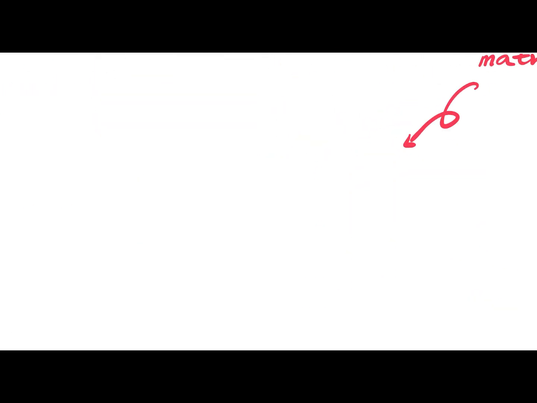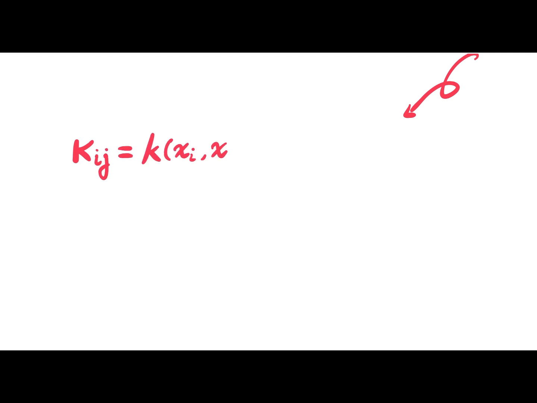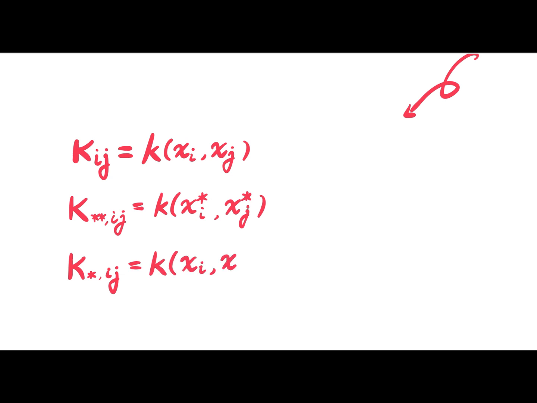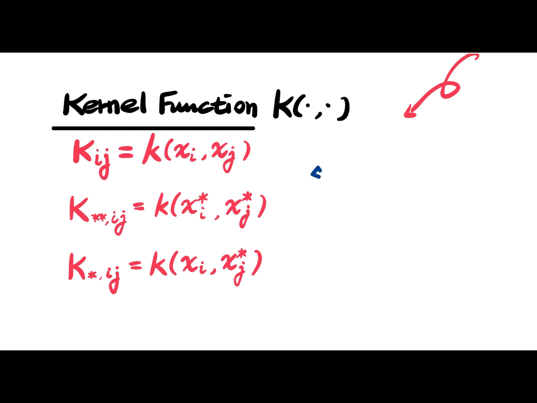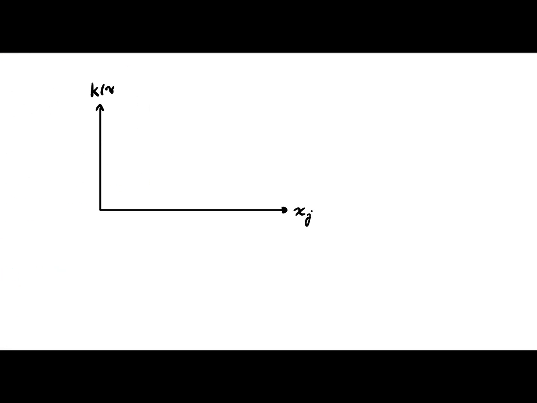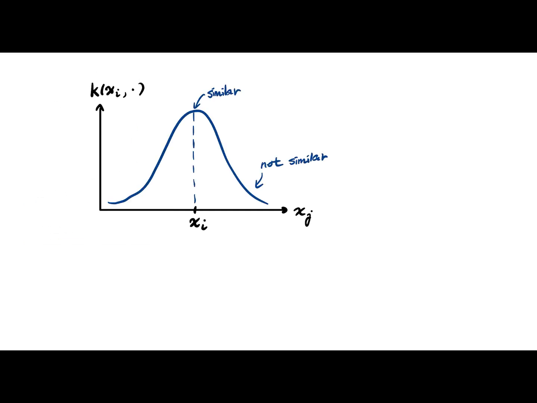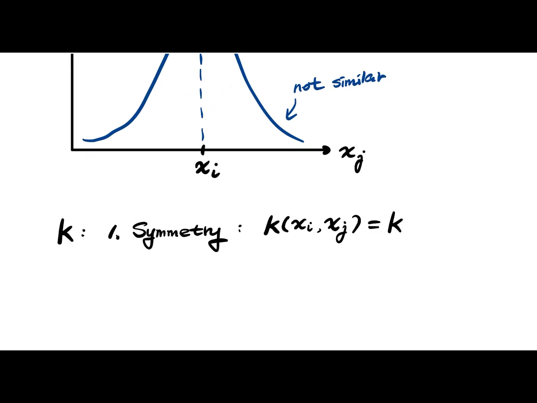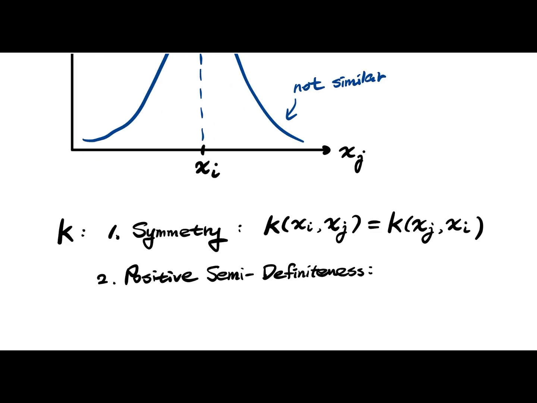The covariance matrices are defined via a special function called the kernel. As a side note, this kernel here is in fact greatly related to the kernel from reproducing kernel Hilbert space, and there are some really great videos explaining it. But for the meantime, think of it as a function representing the similarity between 2 points. A kernel should thus satisfy 2 properties: symmetry and positive semi-definiteness.